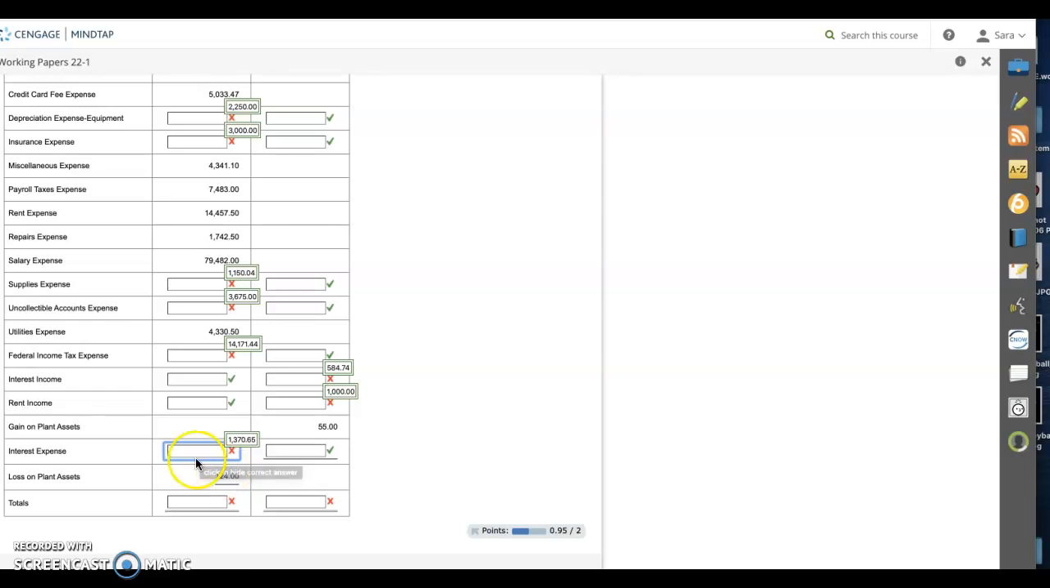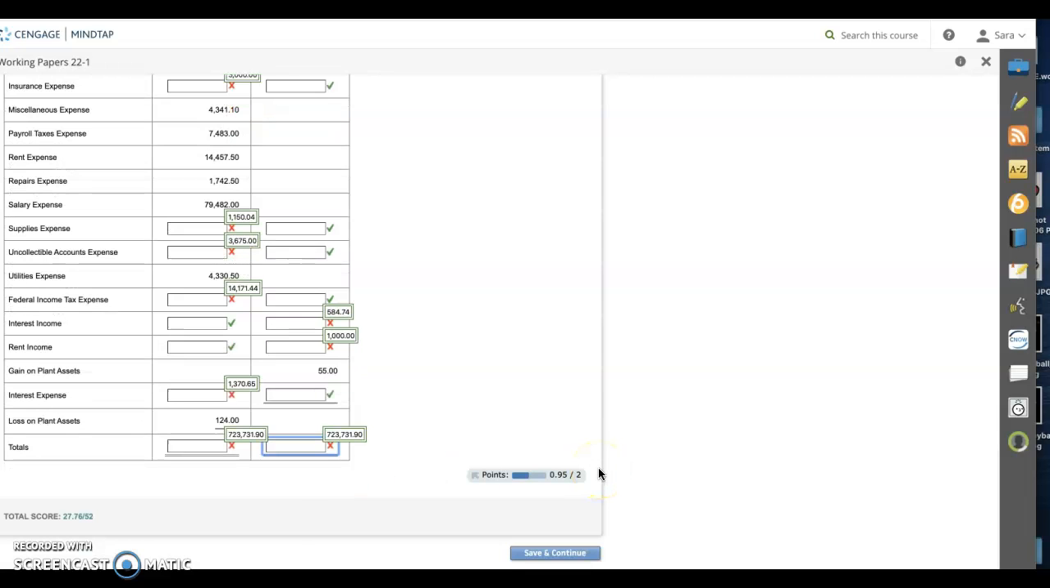Okay, and then finally adding everything up in this column. And then remember our check when you're doing it on your own is making sure this column equals the same as well. And then you would be good to go.